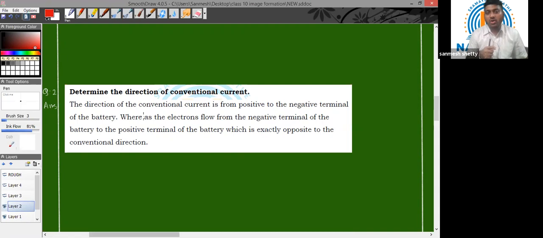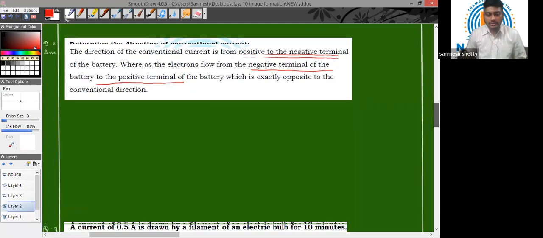Whereas the electrons move from the negative terminal to the positive terminal. But remember one thing, the direction of conventional current is always taken as positive to negative terminal of the battery, whereas the flow of electrons is from the negative terminal of the battery to the positive terminal. Don't get confused in this concept. I hope the point is clear. Let us proceed further to our next question.